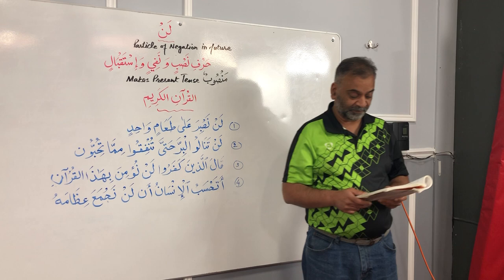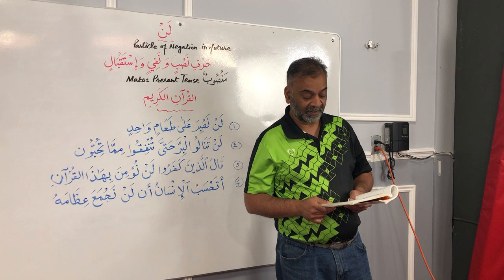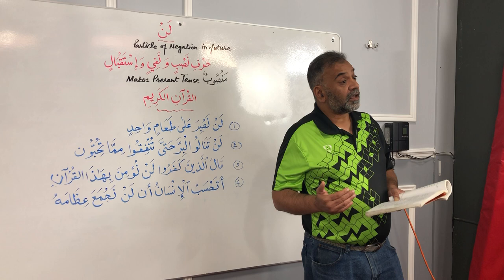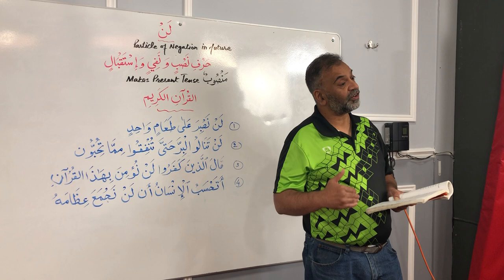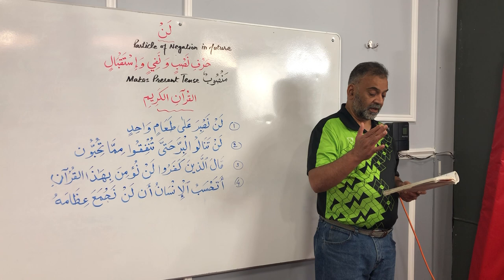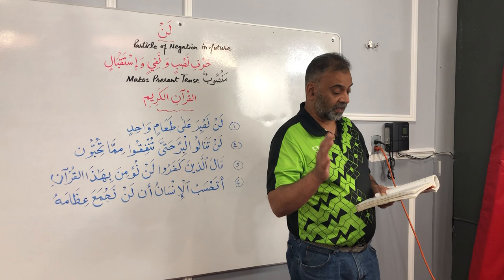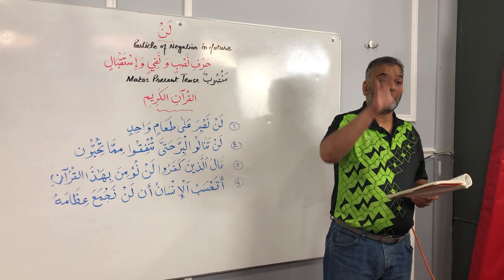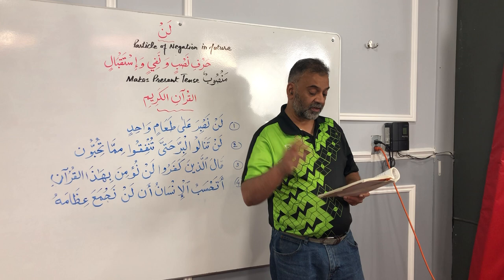Lan atruka salata abadan. Taraka yatriku. Lan atruka, I will not leave, or miss, as-salata abadan, ever. Abadan is zarfu zaman, an adverb of time. What is abadan? Ever. I will not miss salah ever.